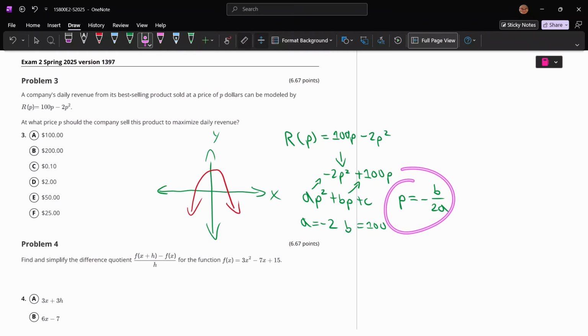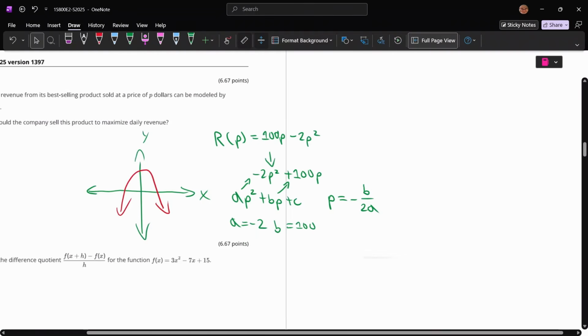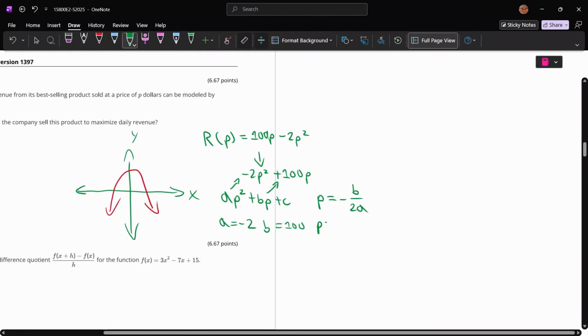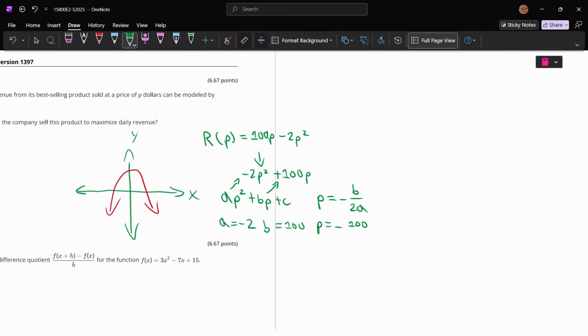This relationship tells us what value of P is going to give you the highest value, or the turning point, because the vertex of a function is basically where the line transitions from going in one direction to going in another. Where this line transitions from going up and starts going down, that's your vertex. So plugging in the known values for B and A, you end up with P equal to negative 100 over 2 times negative 2.